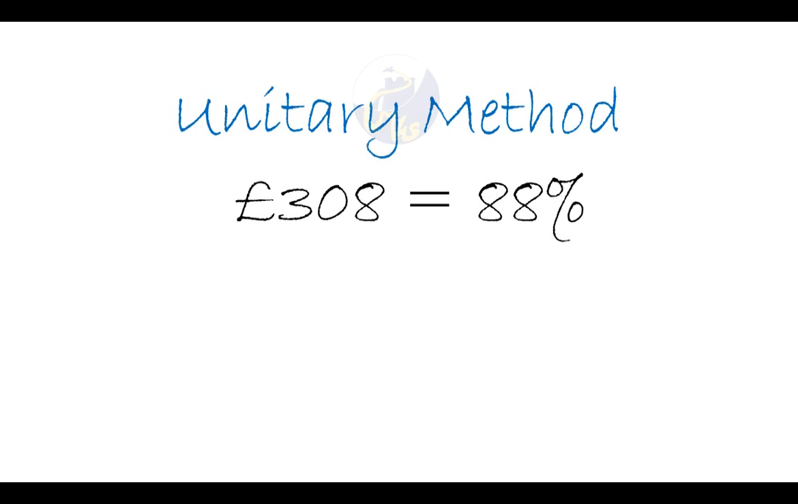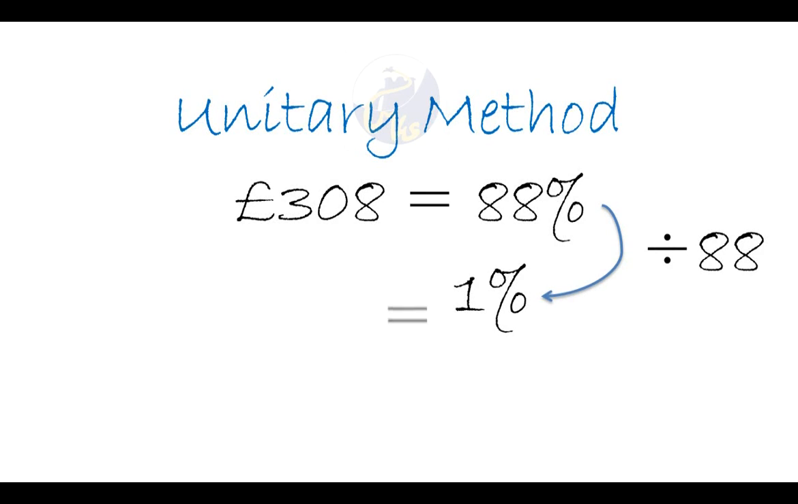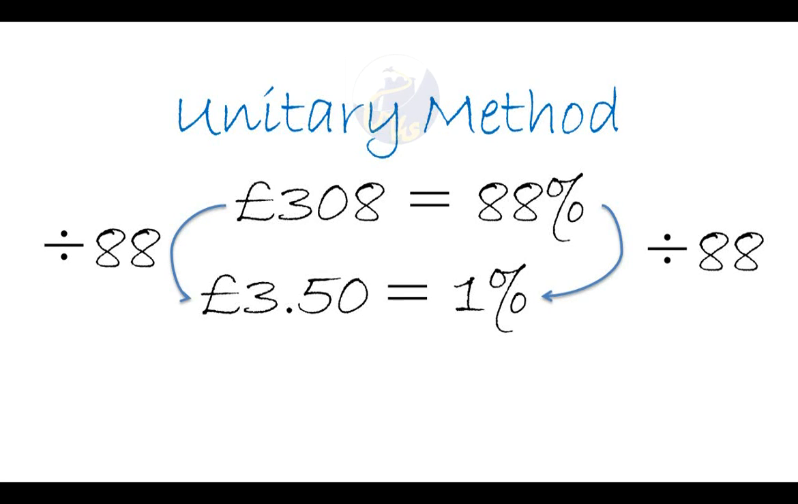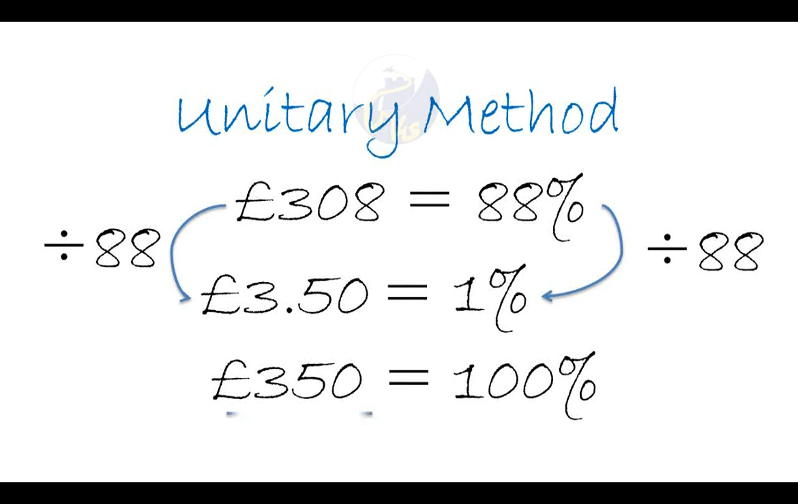So the unitary method says, well, let's get down to 1%, because we can use a calculator really for this kind of stuff. So here we're looking to divide by 88. If we do the same on the other side, we're going to find out that our 1% value is £3.50. From here we can get to 100%, and we can find that £350 was our starting price. So it's still like the other method, about using this idea of proportion again to get us back to where we started.